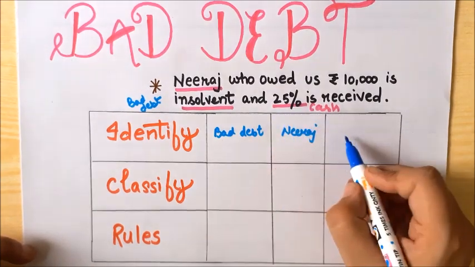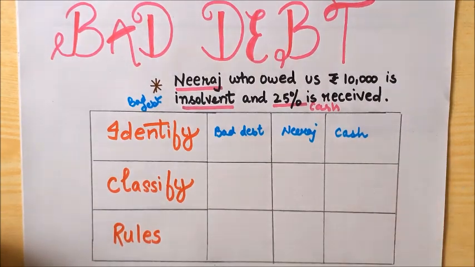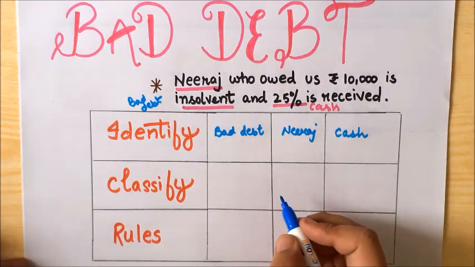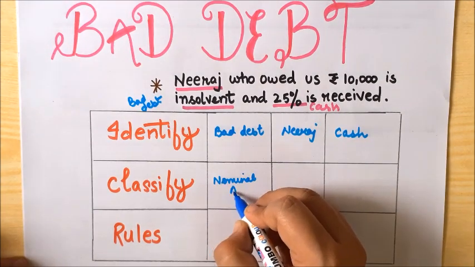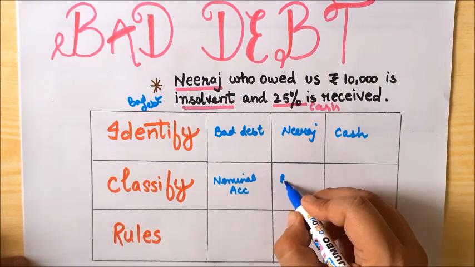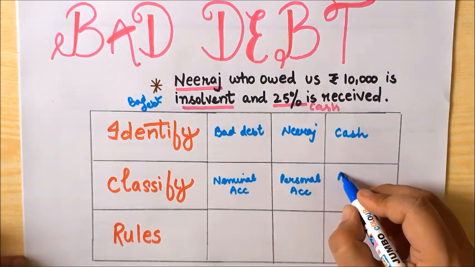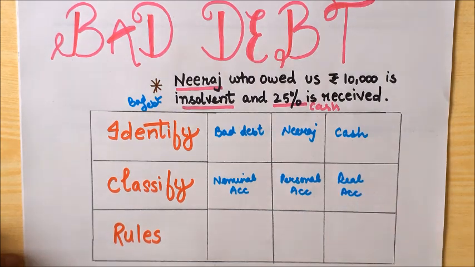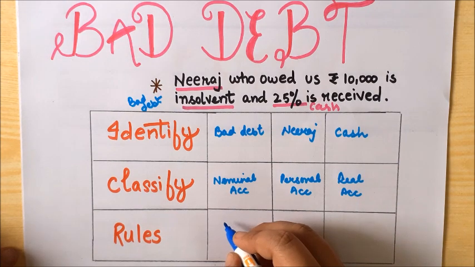So, you need to classify these accounts. Bad debts is basically loss, so it will come under nominal account. Neeraj is a person, so it will come under personal account. Cash is the asset of the organization, so it will come under real account.